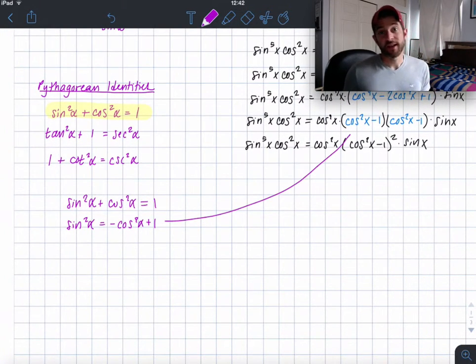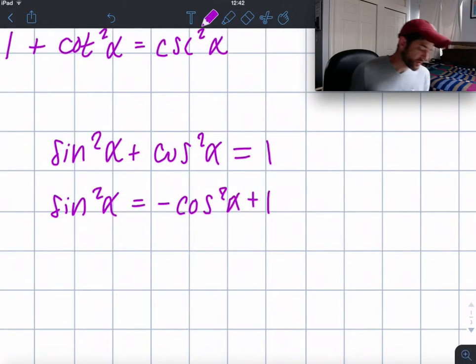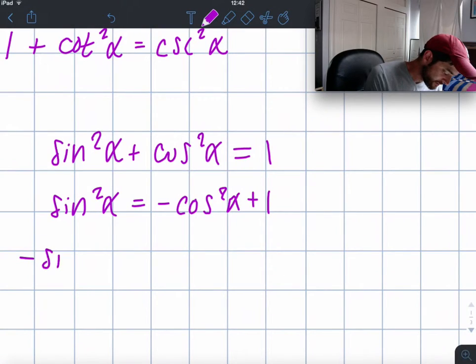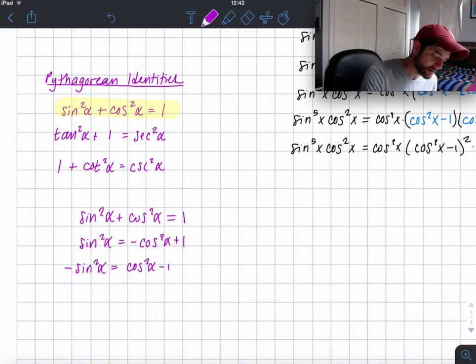Those don't look quite the same. In fact, in one, the cosine squared is negative and the other one is positive, and vice versa for the 1. So what I'm going to do is multiply both sides by negative 1, so I get negative sine squared alpha equals cosine squared alpha minus 1. Now that identity works, and we can plug it into the equation we have over here.